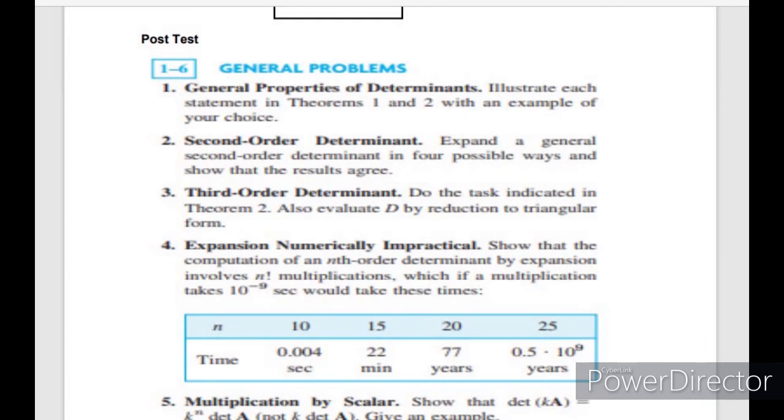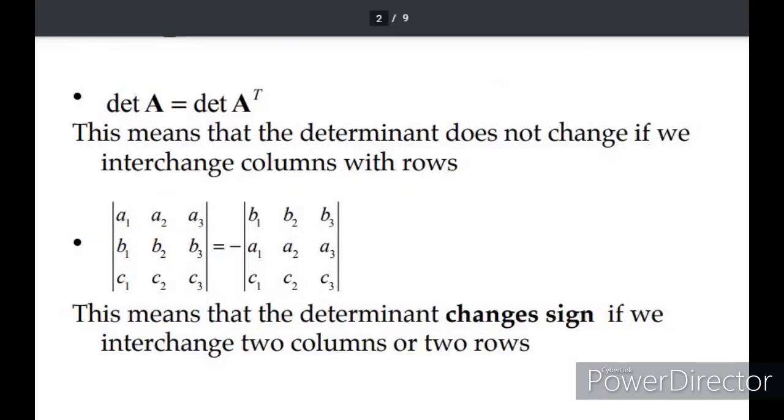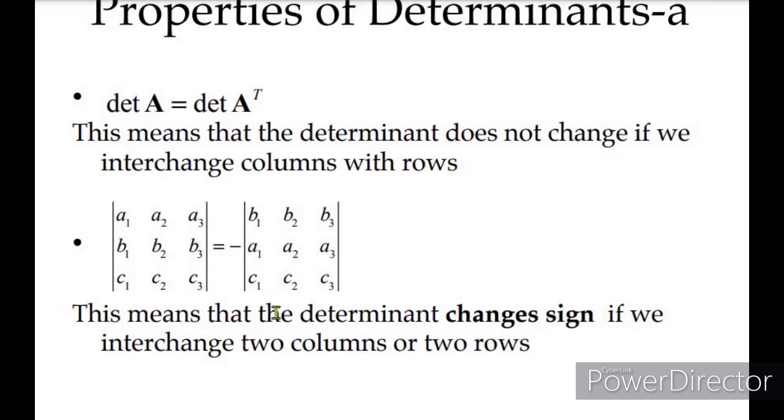So for the post test, number 1 is about the general properties of determinants. You will illustrate each statement in theorems 1 and 2 with an example of your choice. So what are those? These two. You will make an example that proves this: the determinant of A is equal to the determinant of A transpose. Then the second one is this.